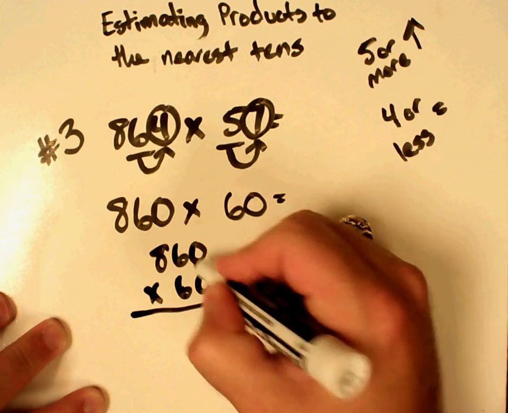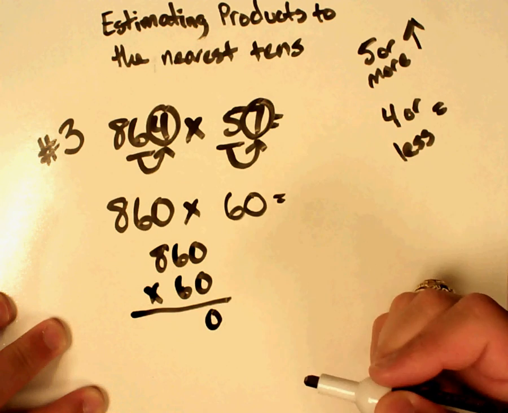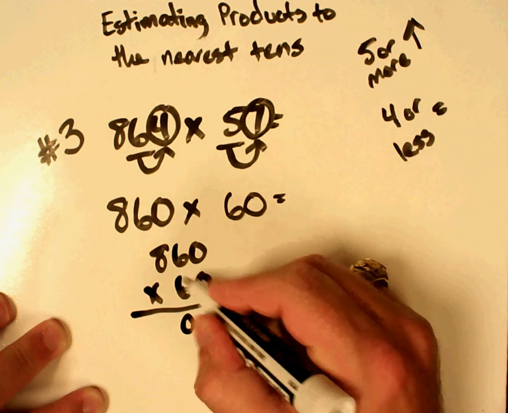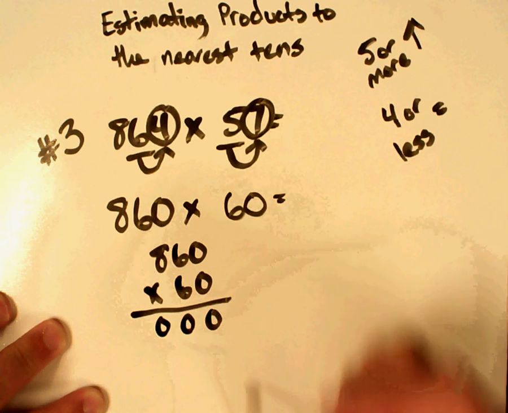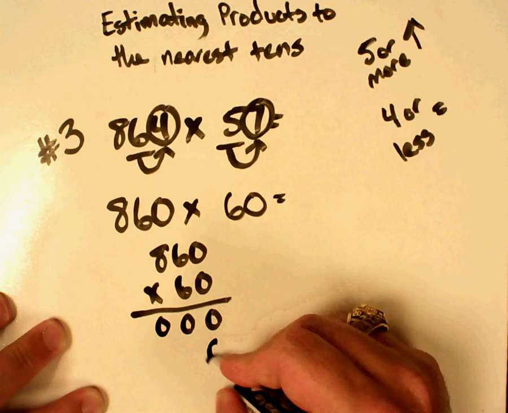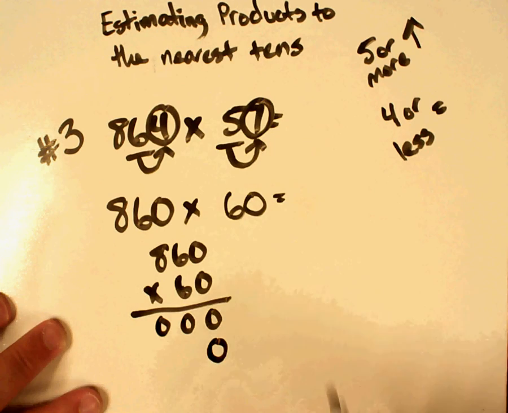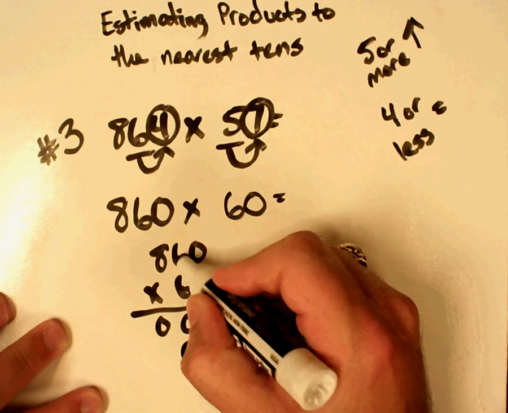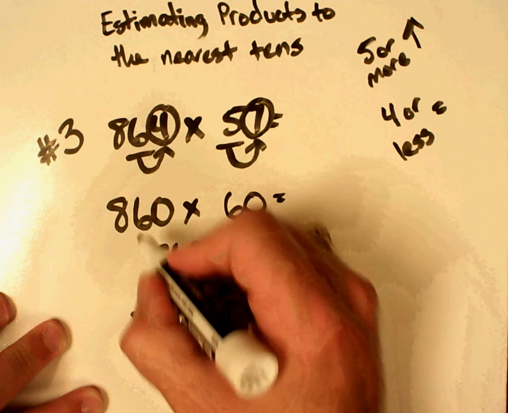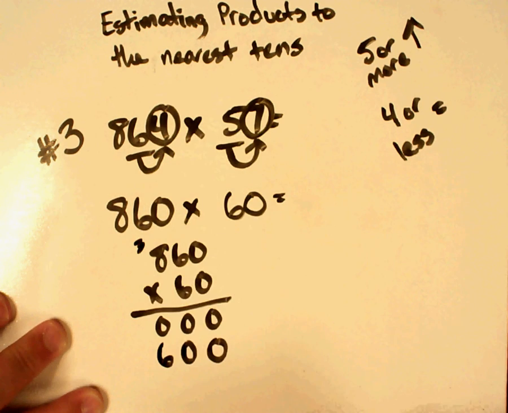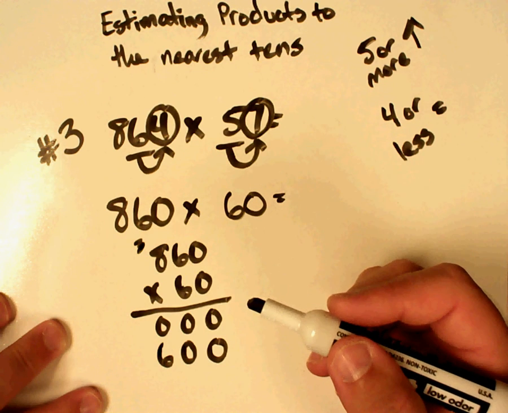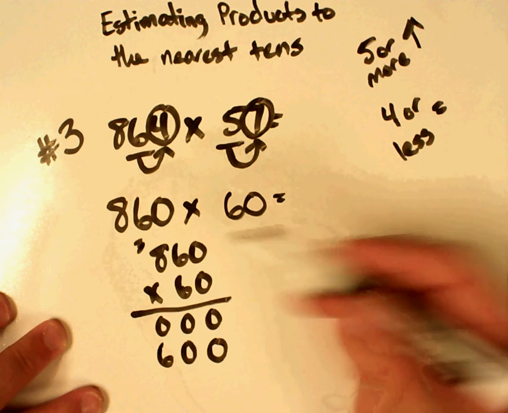0 times 0 is 0. 0 times 6 is 0. 0 times 8 is 0. Put my placeholder down. 6 times 0 is 0. 6 times 6 is 36. Carrying my 3. 6 times 8 is 54, plus 3 is 57.